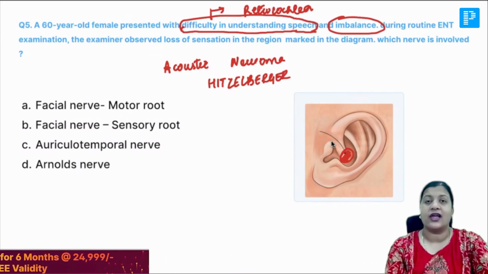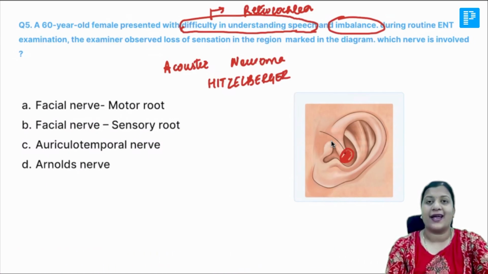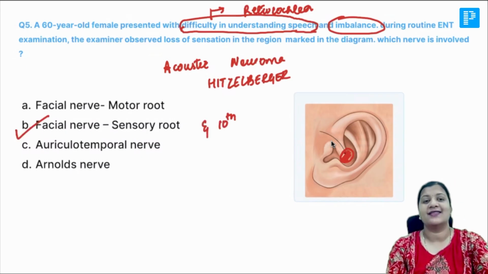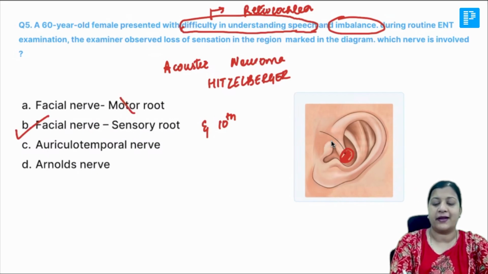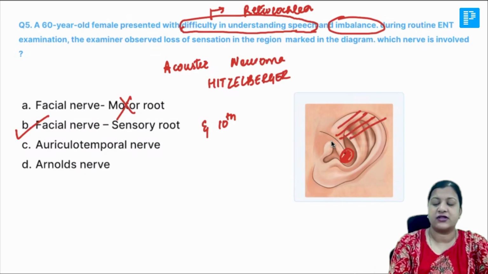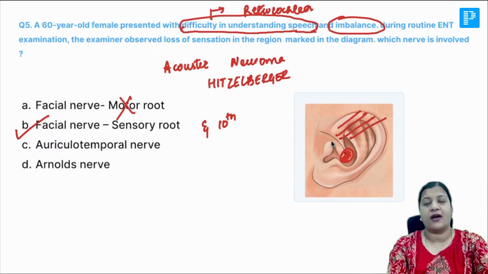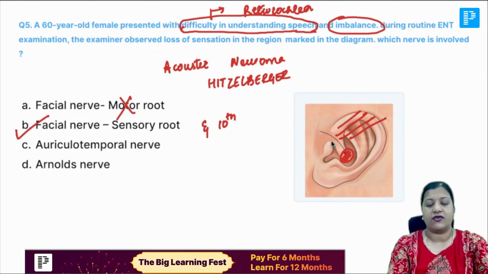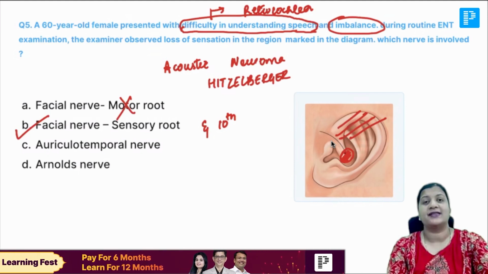So here we know that the region of the concha is supplied by the sensory root of the facial nerve and the vagus nerve, the Arnold's nerve. So the correct answer is facial nerve, sensory root. The motor root supplies the facial muscles. The auriculotemporal nerve is responsible for supplying the anterior and superior part of the helix and the upper part of the pinna. And then you have the Arnold's nerve, which also supplies the region of the concha.